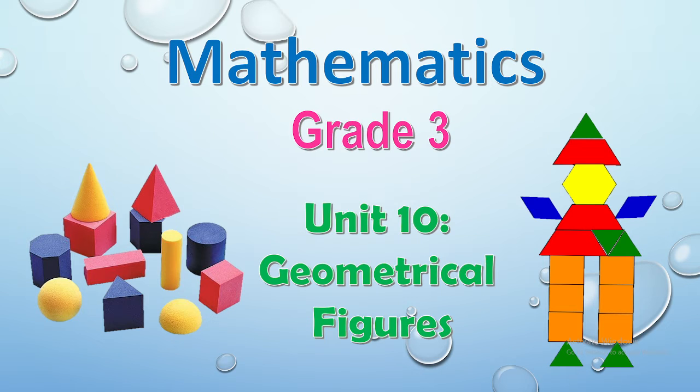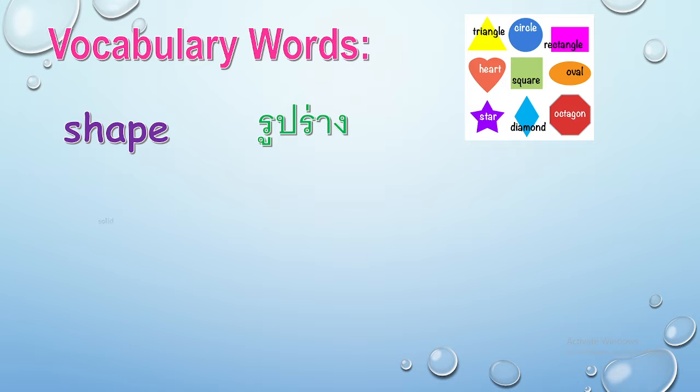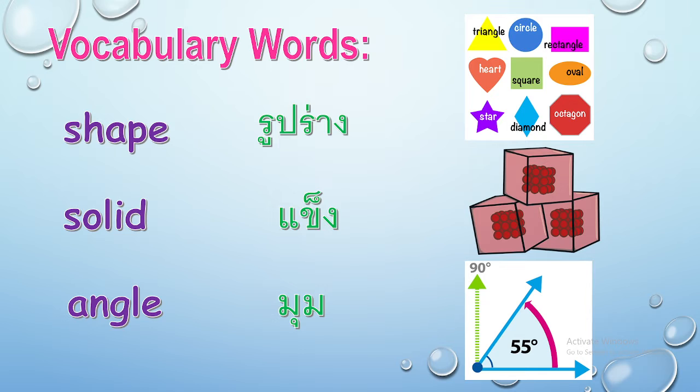Okay? Now, let us have the vocabulary words for today. The first one is shape. Shape. Can you say that? Shape. Okay. Next is solid. Solid. Next is angle. Angle. Okay, this one is angle, not angel. Angel is different, okay? Angel is E and L.